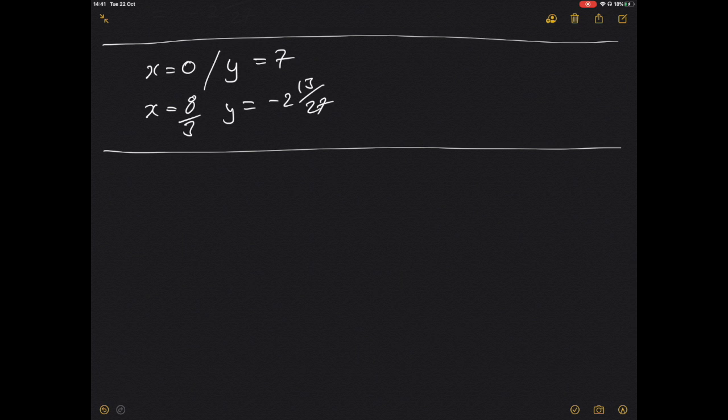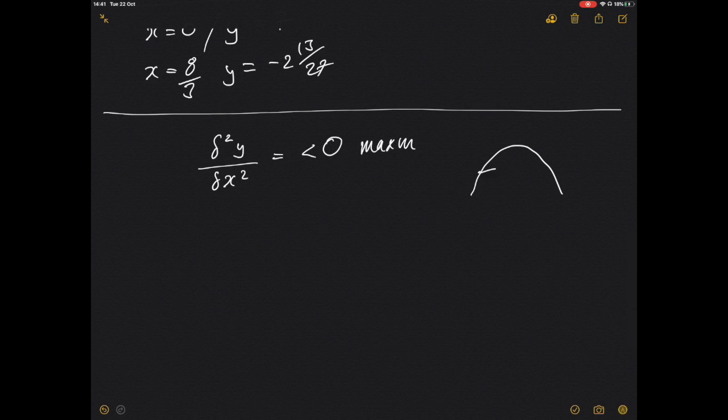So what we can say is if we took the second differential, d squared y by dx squared, that would have to be less than 0 if it was a maximum turning point. So if we had something which was curving up this way, so we had a peak, it would have to be less than 0, which makes sense because we've gone from a positive to a negative.